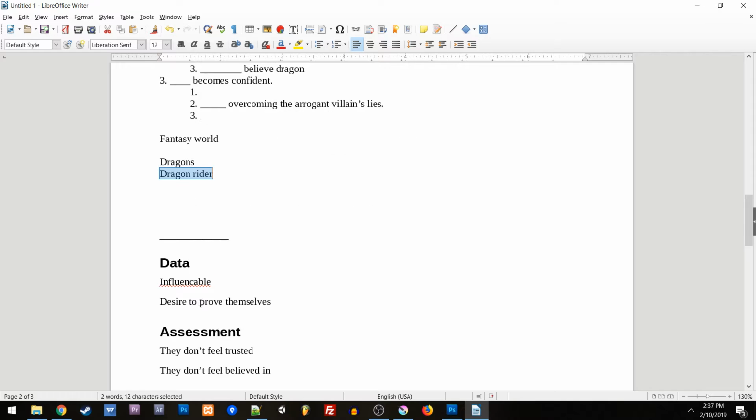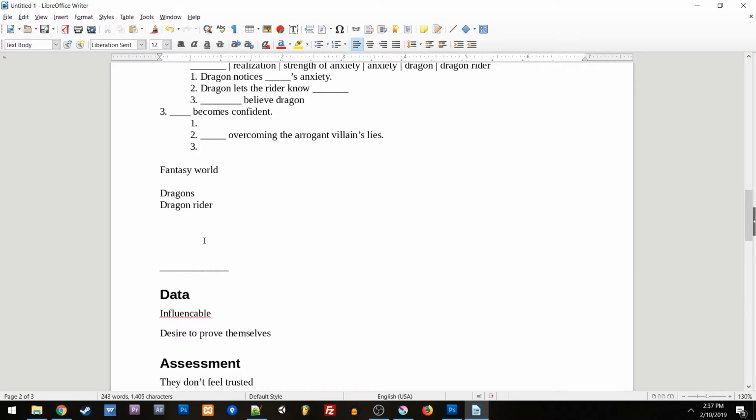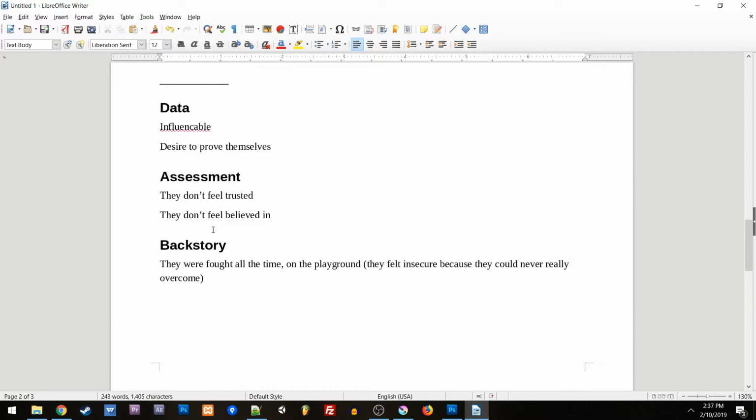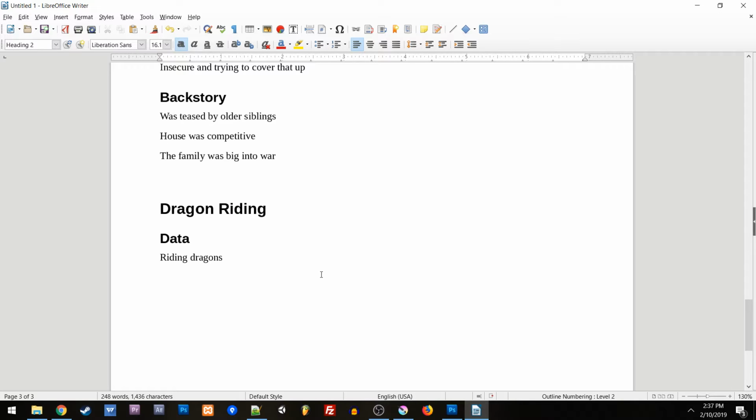How did dragon riding begin? Okay, so if we want to figure out how dragon riding began, we can actually use the DAB structure in the same way. Early on, we defined a character as a thing. So therefore, dragon riding, a part of culture, is a thing. So data is that it's riding dragons. That's what dragon riding is.